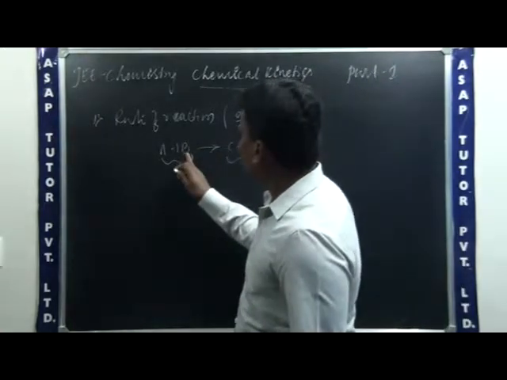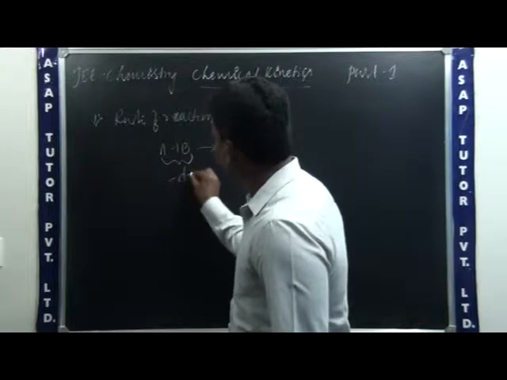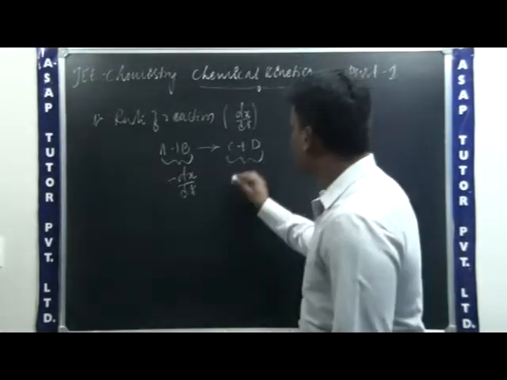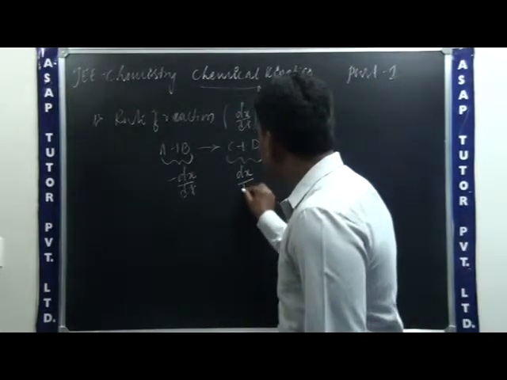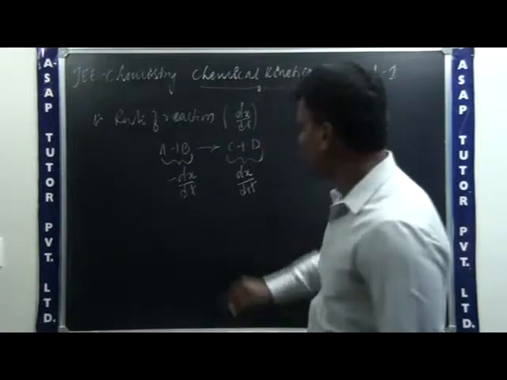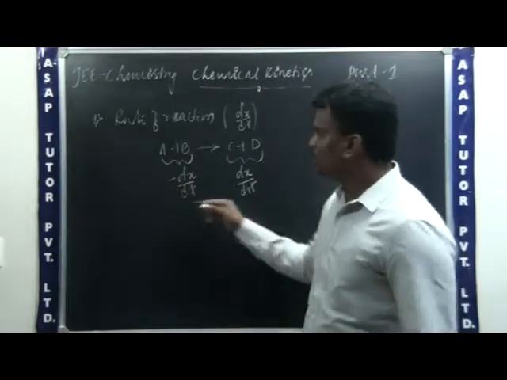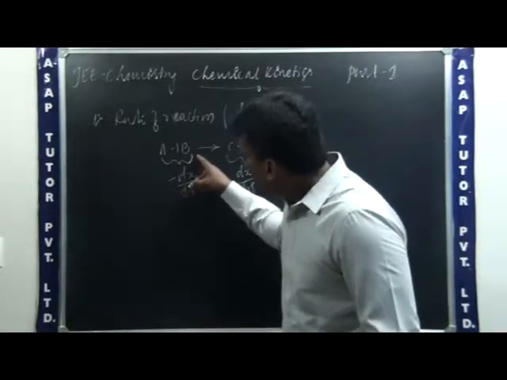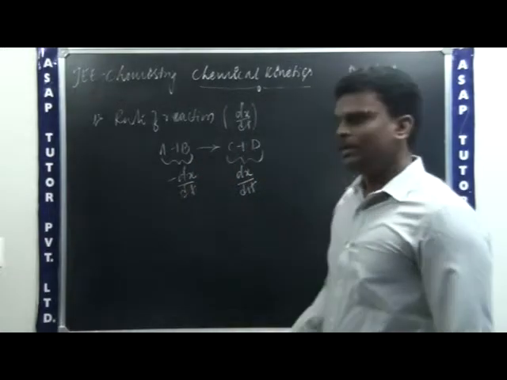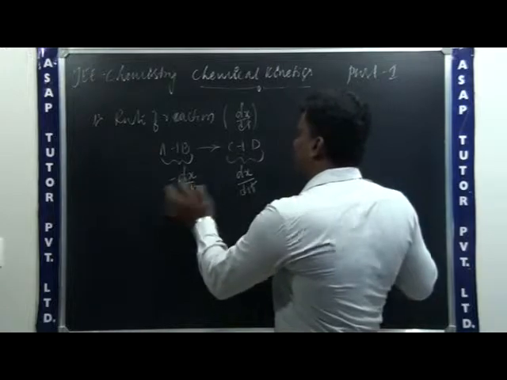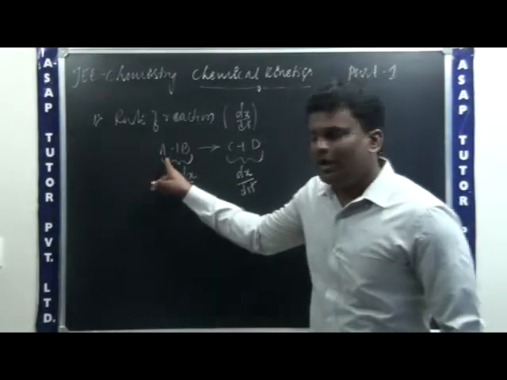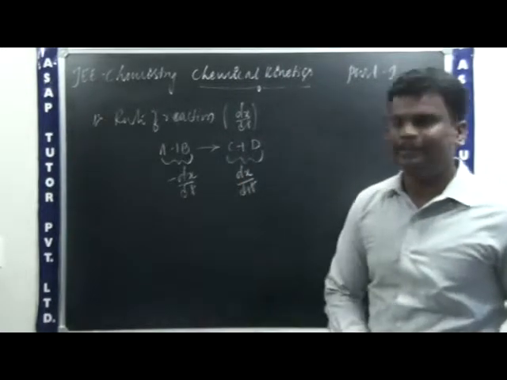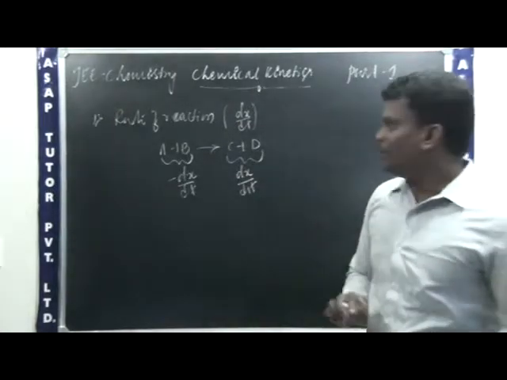For the reactant, the rate of reaction is represented as minus dx by dt, if I take x as the concentration of the reactant. For the product we write plus dx by dt. Why do we mention the negative sign? Because while the reaction happens, the reactants are consumed, so there is automatically a decrease in concentration. So the negative sign represents the decreasing concentration in the case of the reactant. On the product side, the concentration increases, so we represent it with a positive sign. These are the simple descriptions about the rate of reaction.